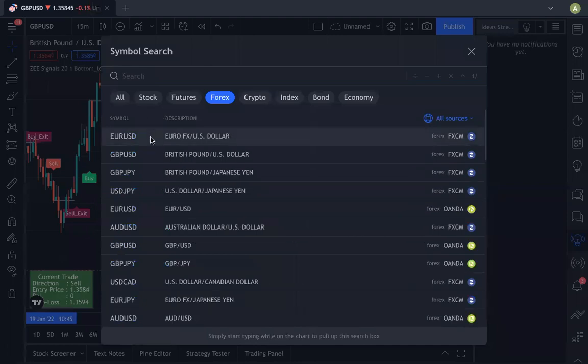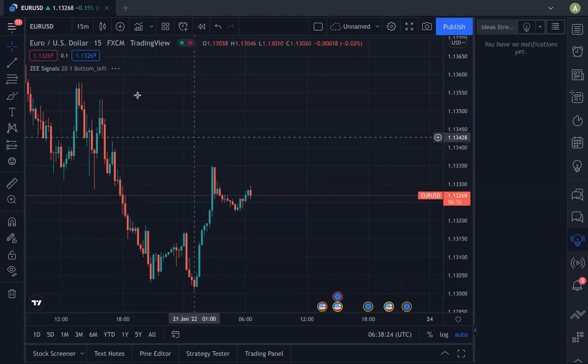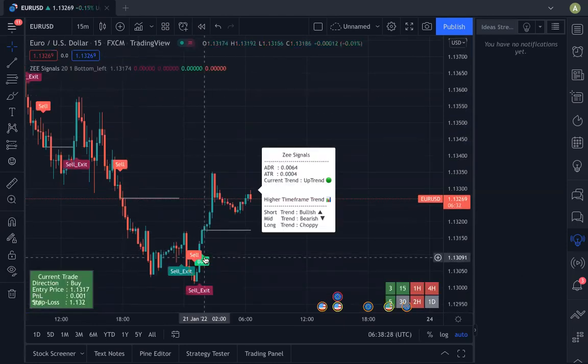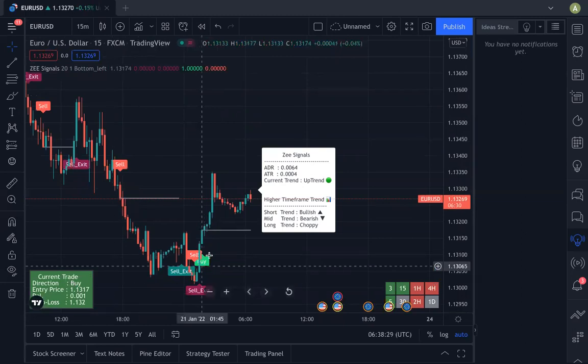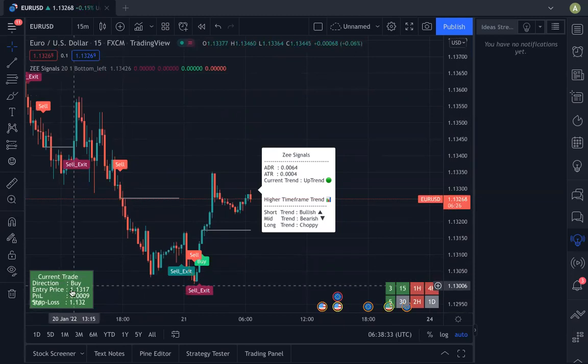I'm going to go to Euro USD. We can just look at the 5 most recent trades, then go to another chart and see how this operates. So currently, we are looking at this. We have a current buy that is running and has not yet been closed. As you can see here, the current trade is a buy, the entry price of 1.1317, sorry, and the stop loss is 1.132.